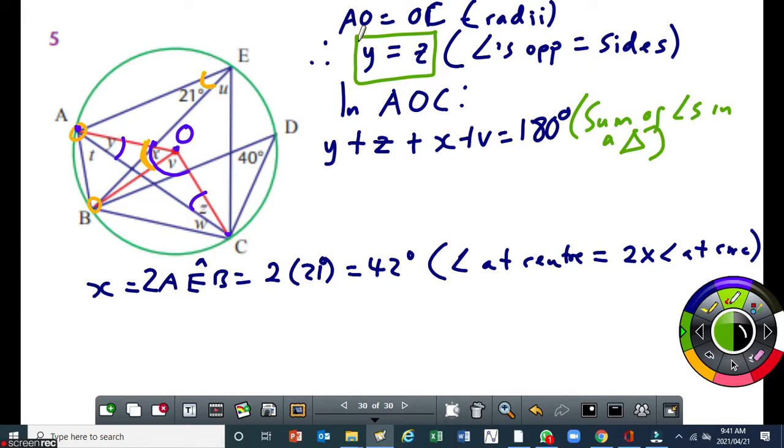But remember, what's the objective of the question? I cannot find y until I eliminate this z. I know x, I know v, because I want to calculate y. Do you know the value of z? No. Do you know the value of y? No. It means we end up having two unknowns.